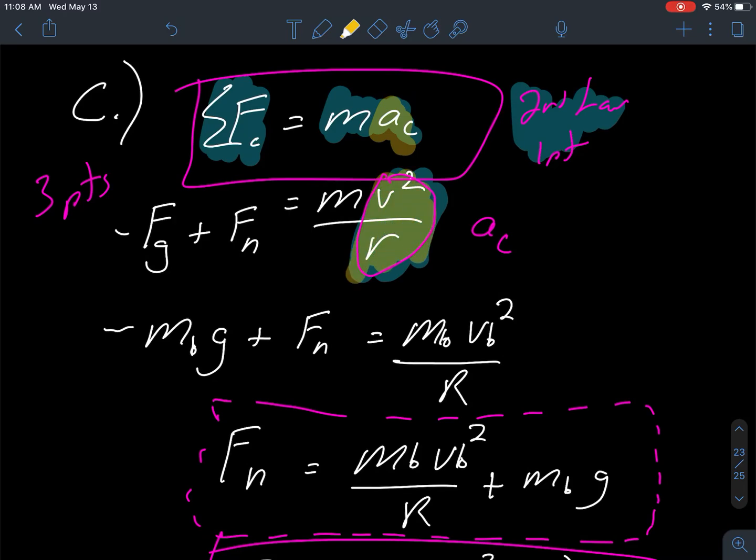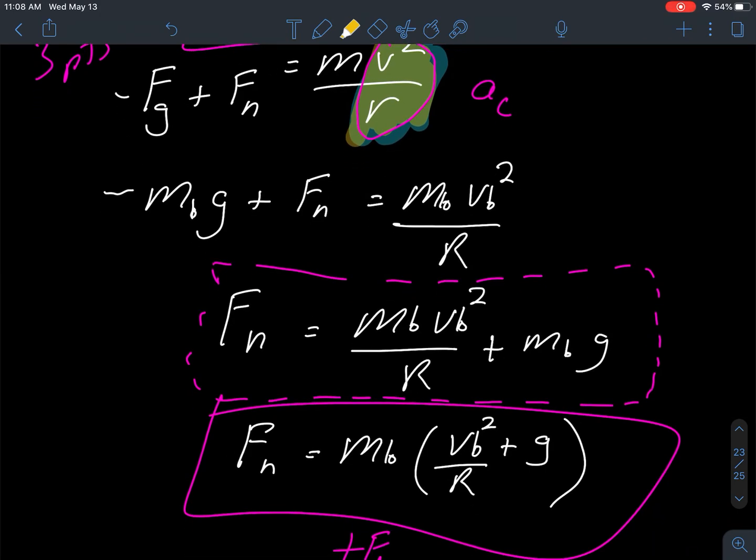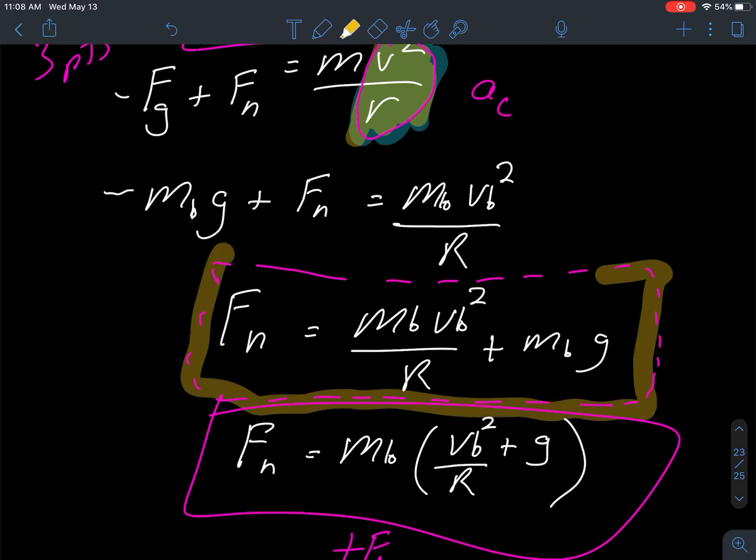That's showing that I have an understanding of what centripetal acceleration is, and I'm not just writing a, and I'm not just writing an equation, F equals mv squared over r. The third point is getting a full correct answer. If you can simplify it, but this part here you would have gotten the points as well.